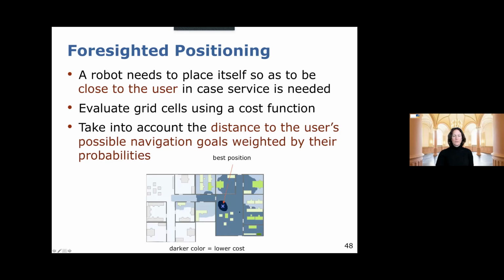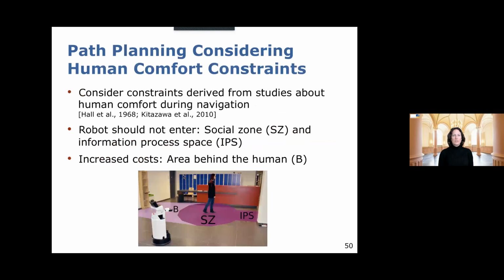And for navigating to this position, the robot considers constraints which are derived from studies about human comfort during navigation. There are actually 3 areas that are relevant. Two areas that the robot should not enter: the social zone, which corresponds to a circle with a radius of 1.2 meters around the user, and the information process space. Objects in this area are considered as obstacles. So the robot or other people should not enter this area here in front of the robot.